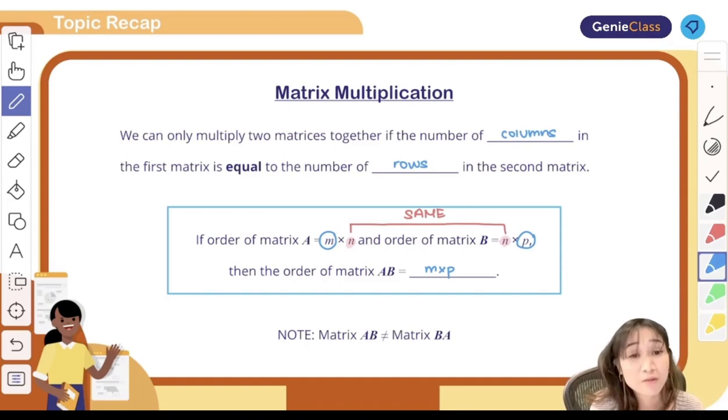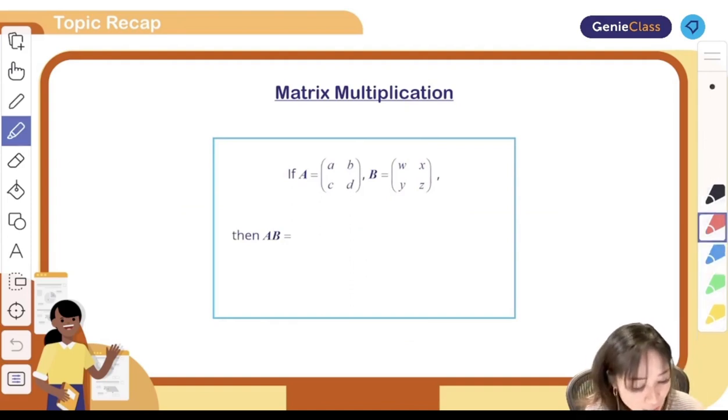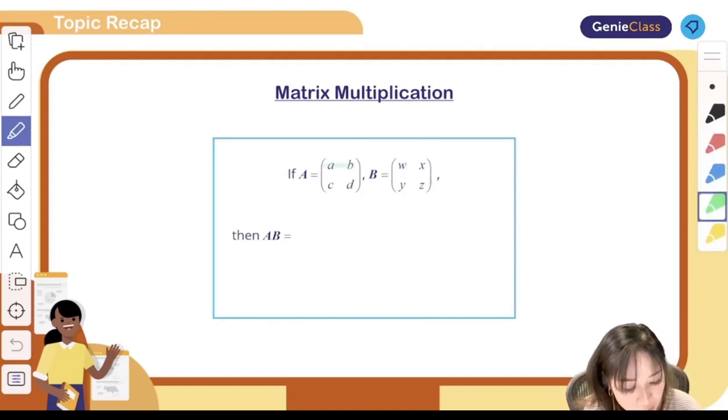Note that matrix A times B is not equal to matrix B times A. They are rarely ever equal. Very important. So how to do matrix multiplication? We look at rows for the first one and we look at columns in the second one.